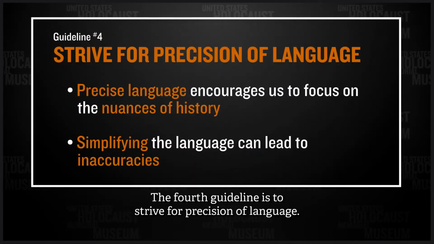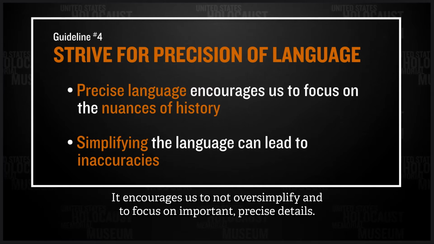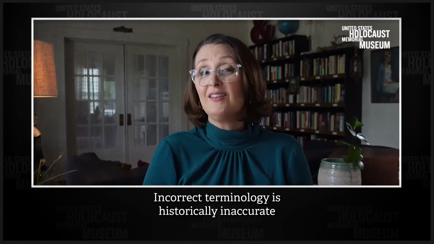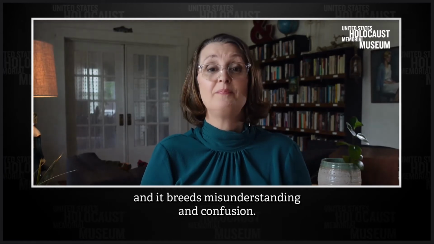The fourth guideline is to strive for precision of language. Precise language is critical when discussing history. It encourages us to not oversimplify and to focus on important, precise details. Incorrect terminology is historically inaccurate and it breeds misunderstanding and confusion.